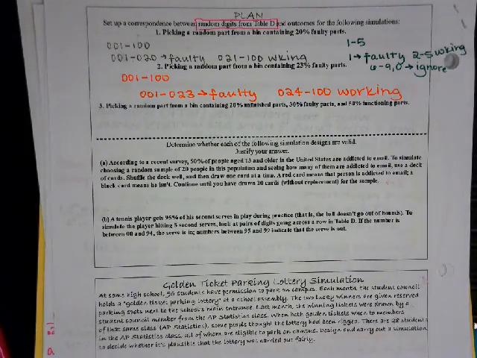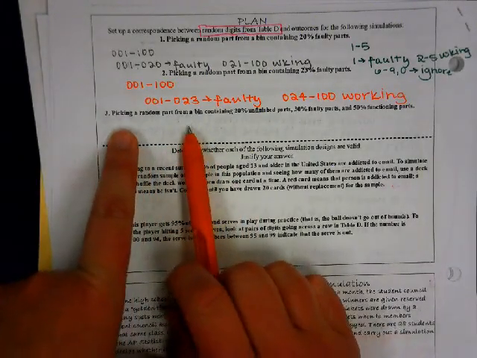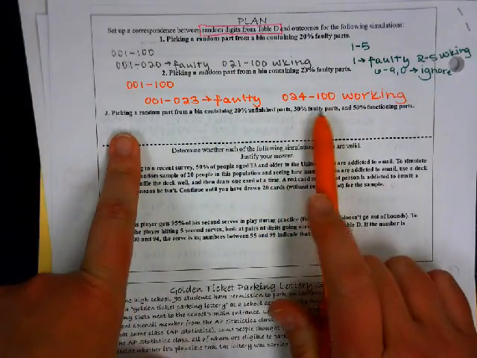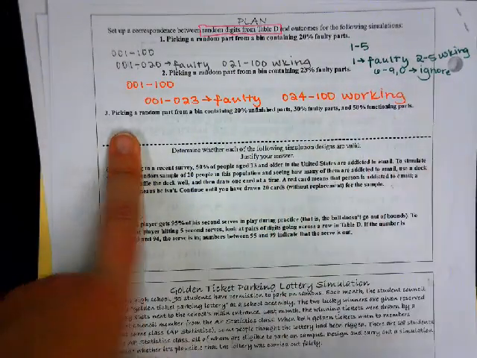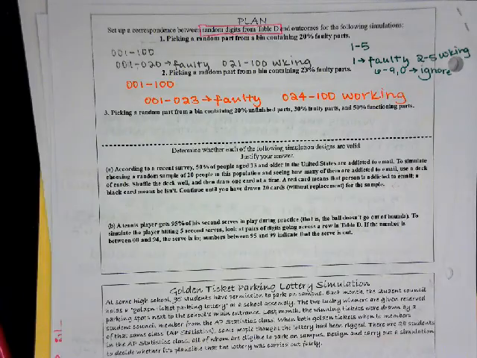I want you guys to try coming up with the numbers you would use for this one. You have 20% are unfinished, 30% are faulty, and 50% are functioning or working parts. What numbers would you use? And there are multiple answers. So do whatever makes sense for you. There are lots of different ways we can do this.